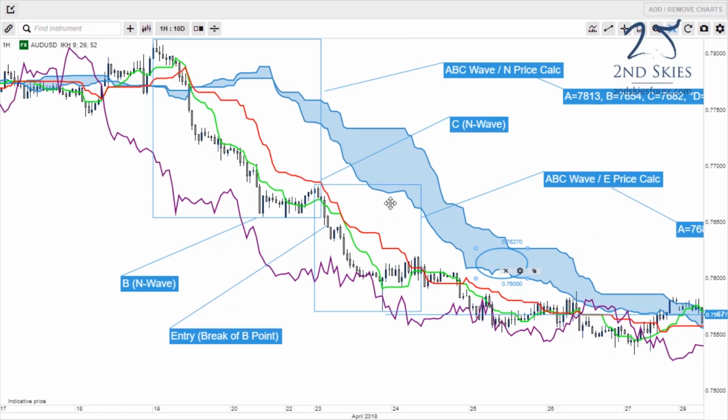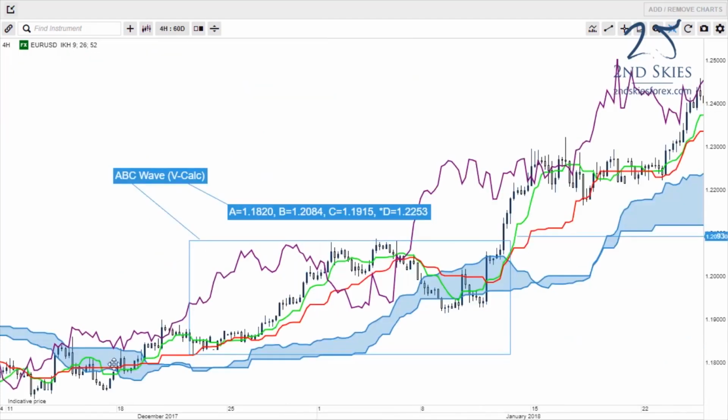But what I do want to do is show you the same kind of stop loss placement on the V calculation. And we had a great example in the euro dollar. In the euro dollar here, we started bottoming and then we started breaking the C point here. This broke at A, B. This broke this prior C point. So we have an A, B, C, D.